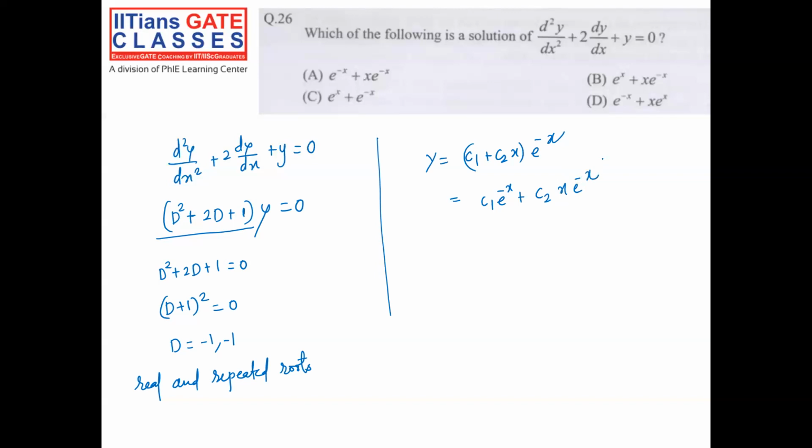Okay, so if you assume c1 and c2 as 1, you will realize that out of all these options, the first option is correct in this case. Yeah, e to the power minus x, assuming c1 and c2 as 1, you will end up with e to the power minus x plus x e to the power minus x. Option A is correct.